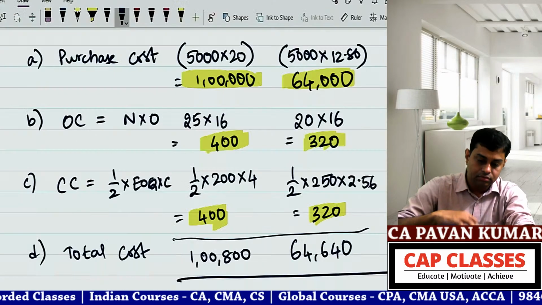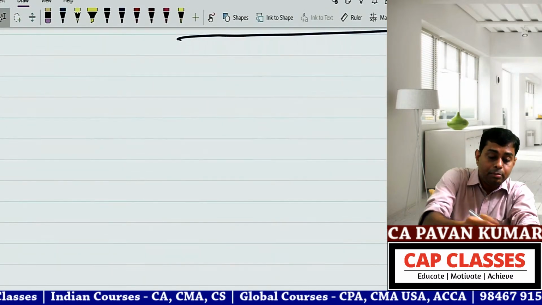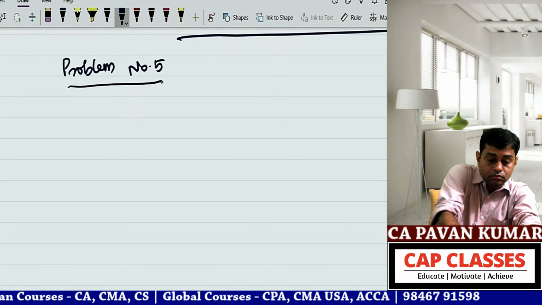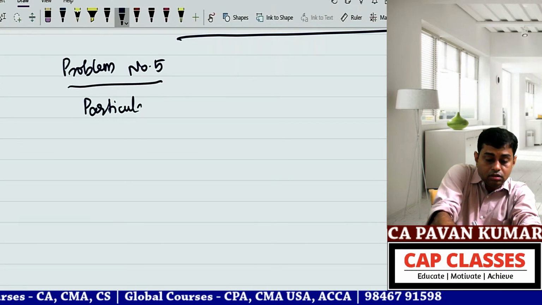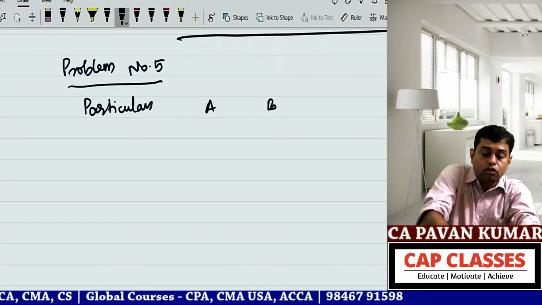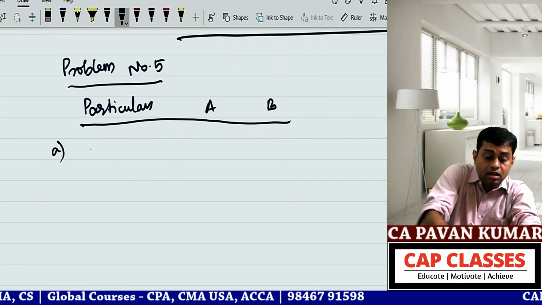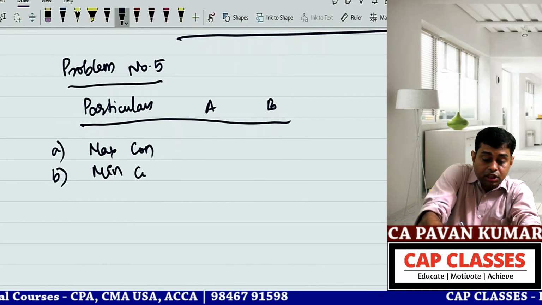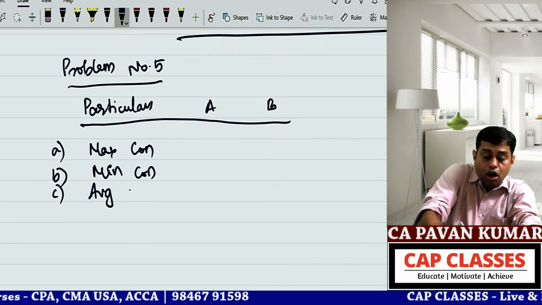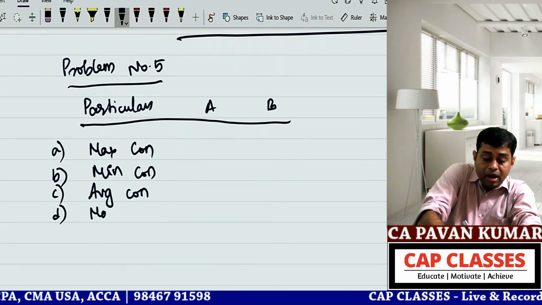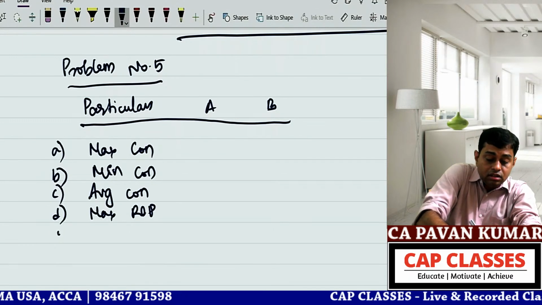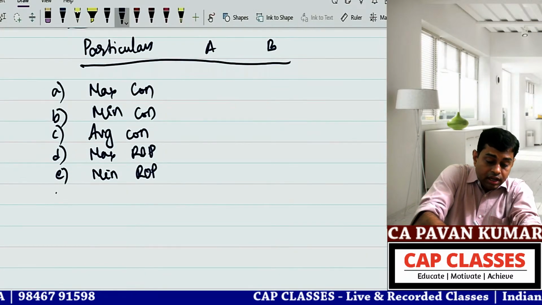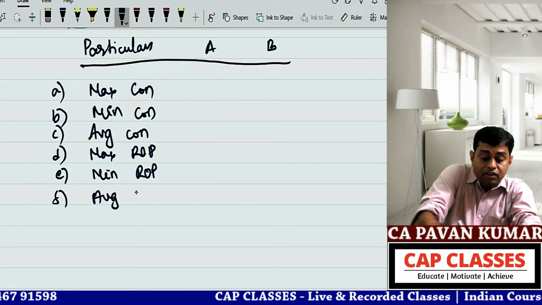Okay, shall we do it? Problem number 5. Particulars A, B. So first let us capture basic data. A, maximum consumption. B, minimum consumption. C, average or normal consumption. D, maximum reorder period. E, minimum reorder period. F, normal or average reorder period.